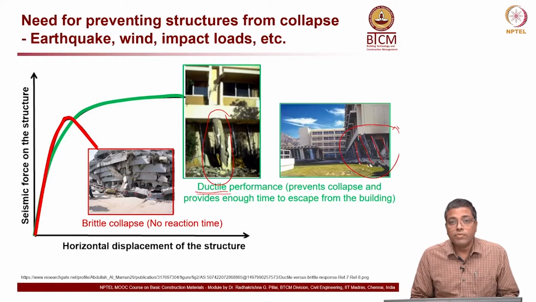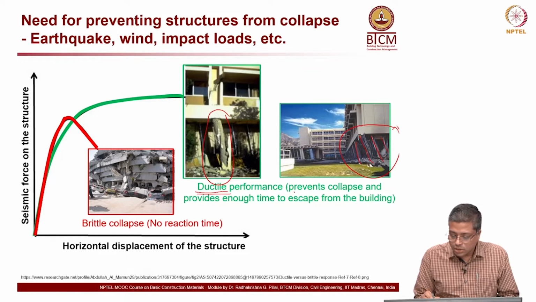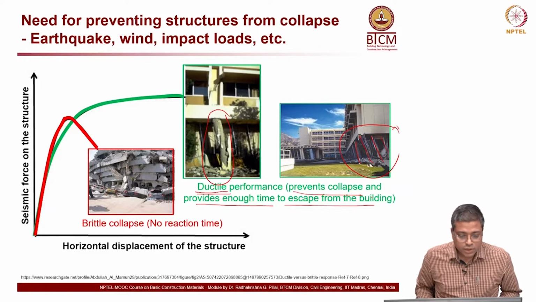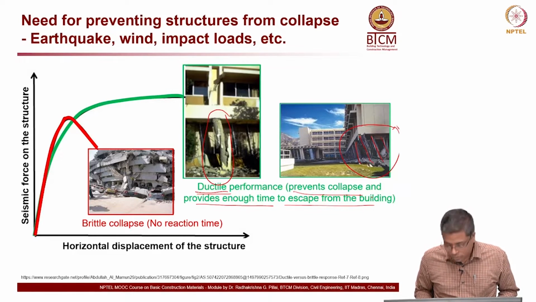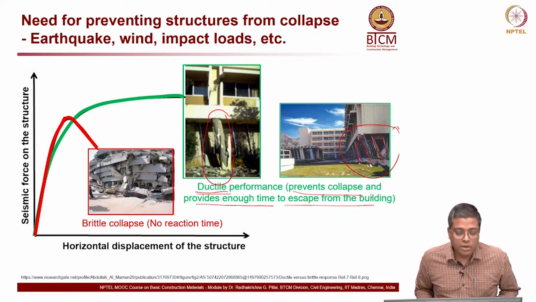So, this is what we want our structure to be: ductile, to absorb the energy but not reach the collapse level. In other words, a lot of energy is required to collapse the structure. That is our objective. We need to make our structure ductile to prevent the collapse and provide enough time to escape from the building. That is the advantage. So, how do we achieve this? That is the main thing which we are talking about right now, and what type of materials we should use to achieve this kind of behavior.